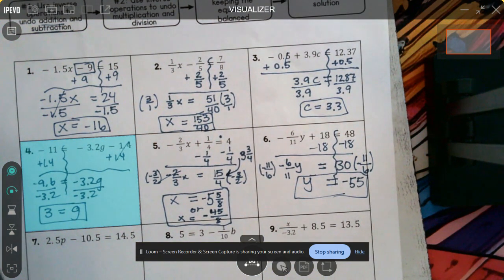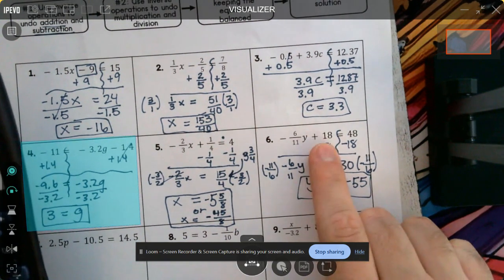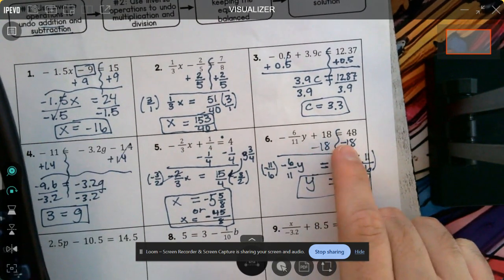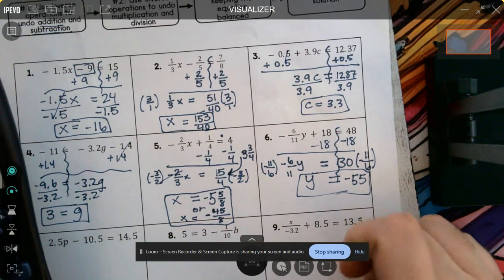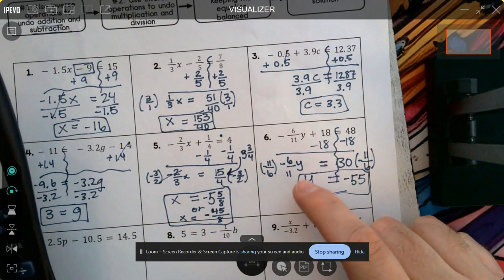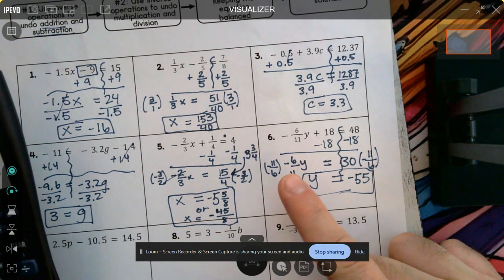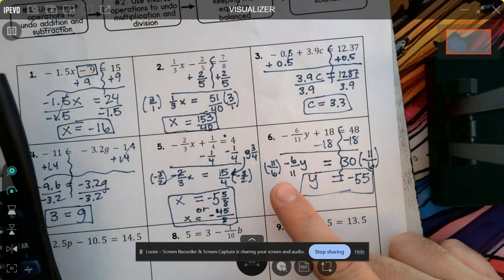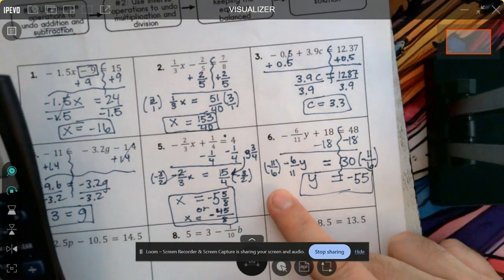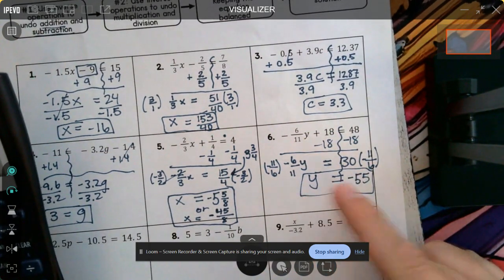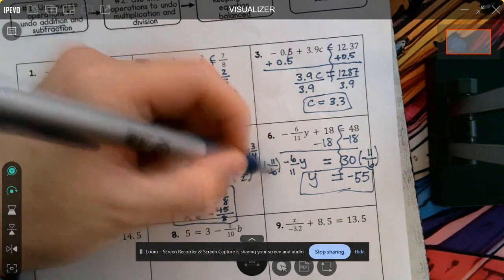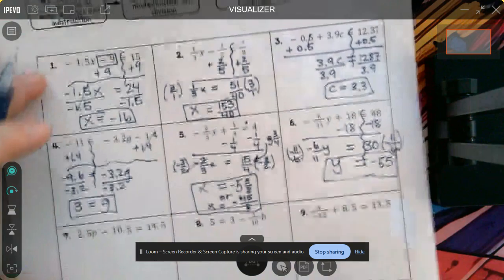All right, here's our work for number 6. We have to get rid of addition first. So we minus 18 from both sides. You get negative 6/11 y equals 30. To get rid of multiplication, we divide. Dividing by a fraction is the same as multiplying by the reciprocal. So I multiply by a negative 11 over 6 on both sides, and you get y equals negative 55. All right?